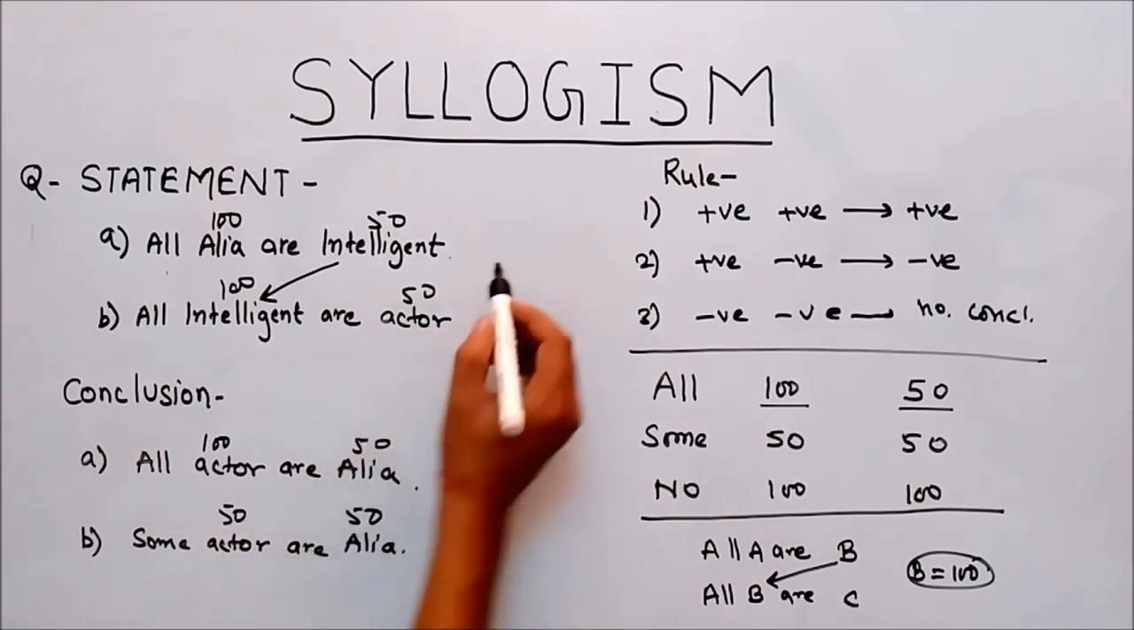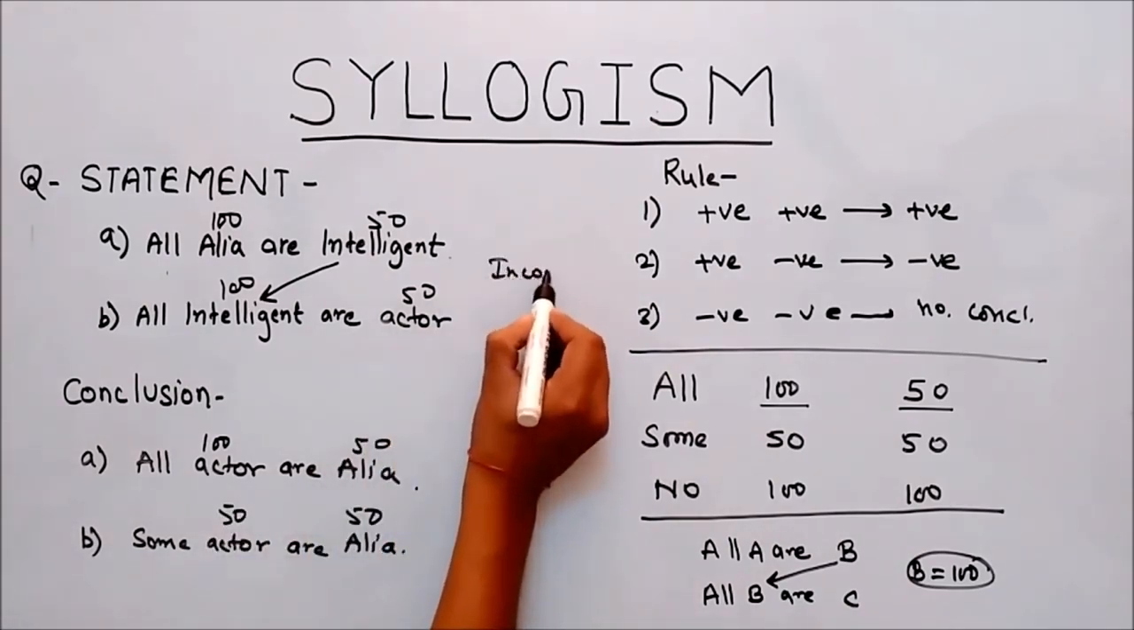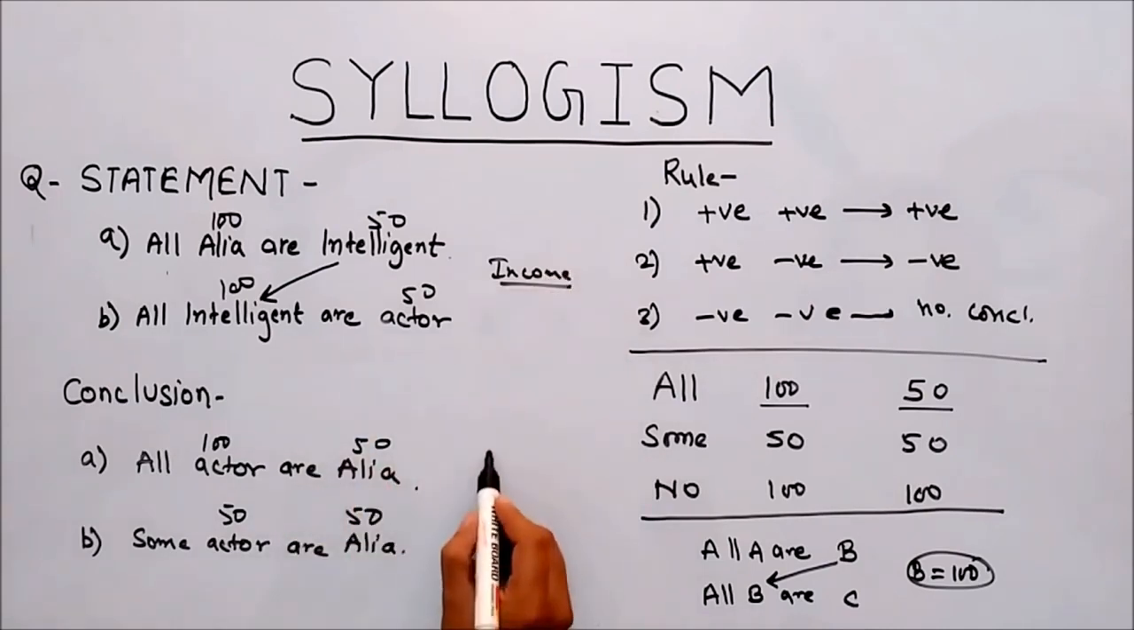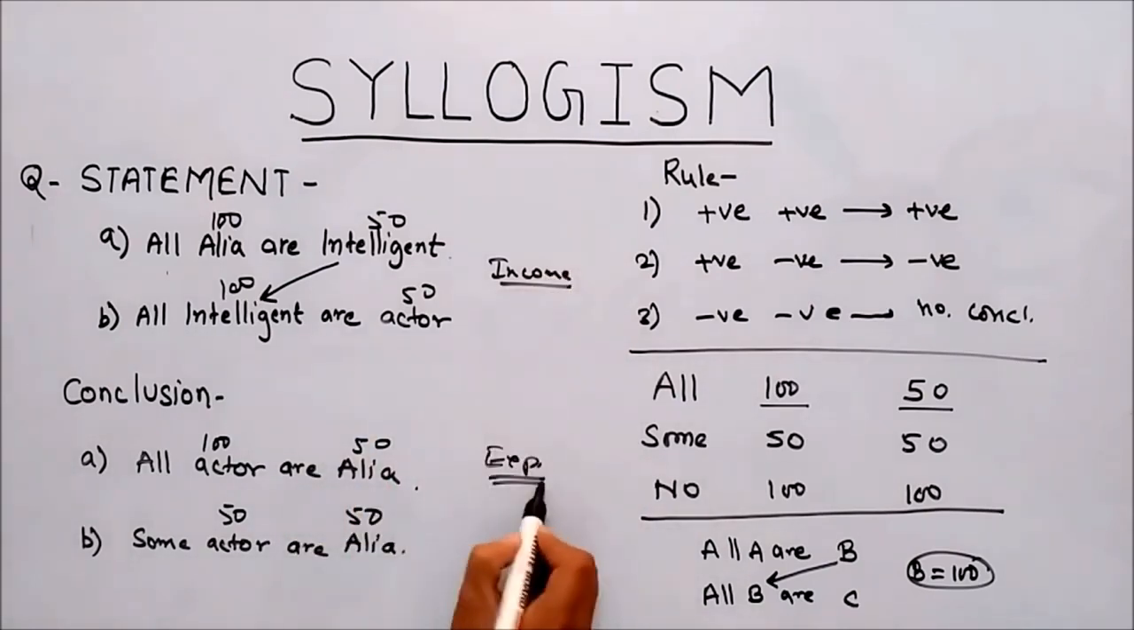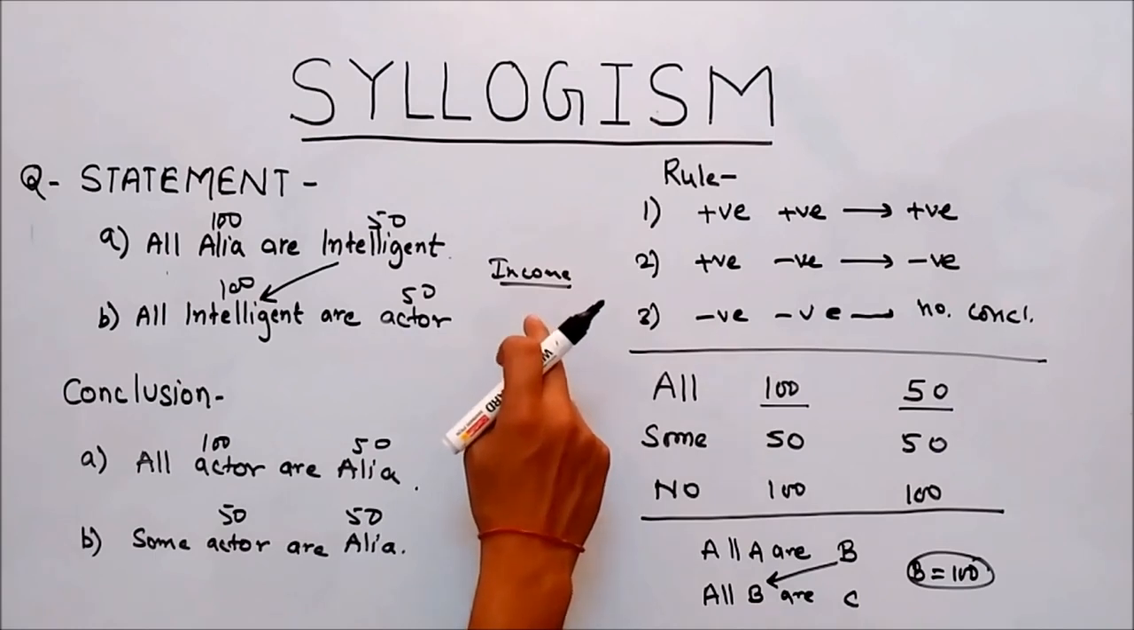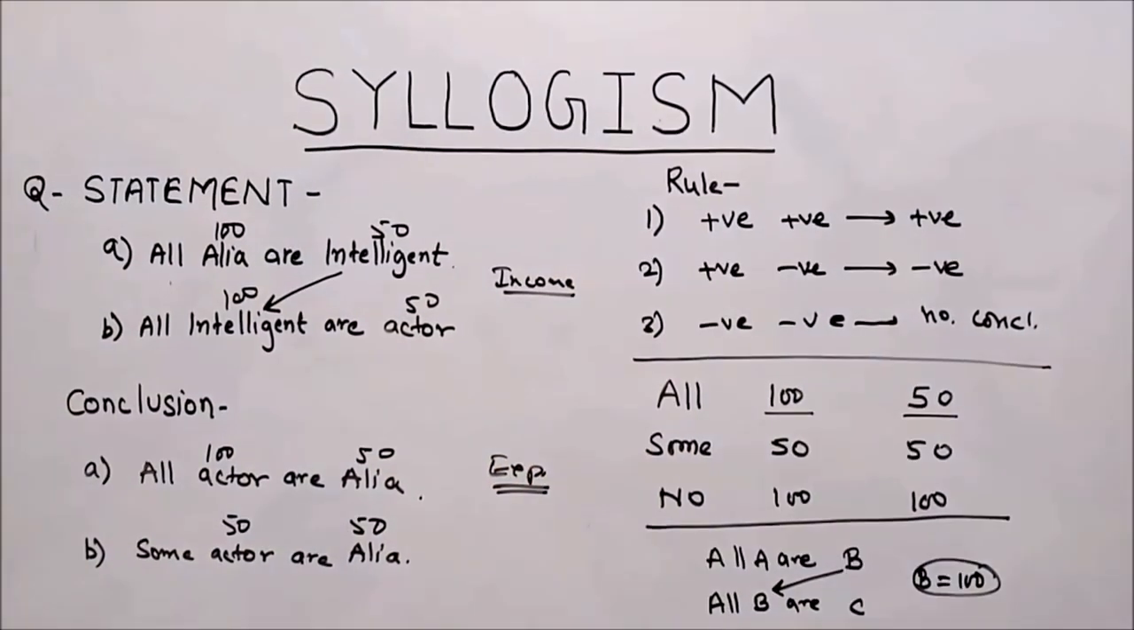Now consider the statement part as income and the conclusion part as expenditure. Income can never be greater than expenditure.